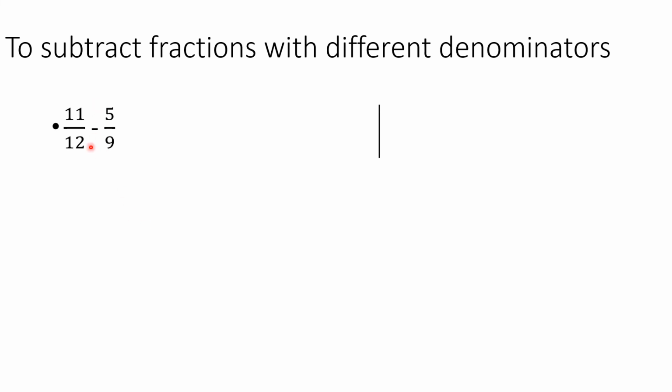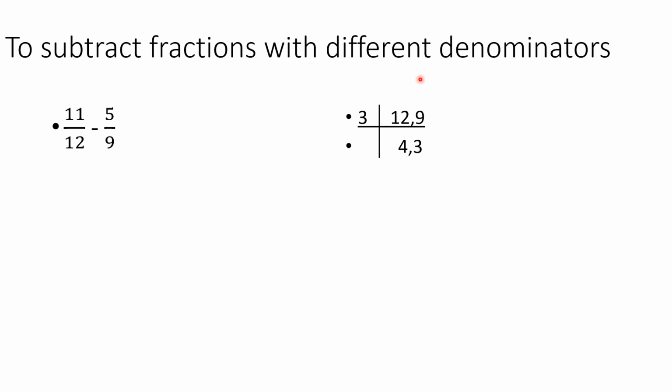Now take one more example. 11 by 12 minus 5 by 9. Here 12 and 9 are denominators. We will find out the LCM first. 12 and 9. What is a common divisor? Yes, 3 is a common divisor. So we will divide by 3. 3 fours are 12. 3 threes are 9. Is there any common divisor of 4 and 3?